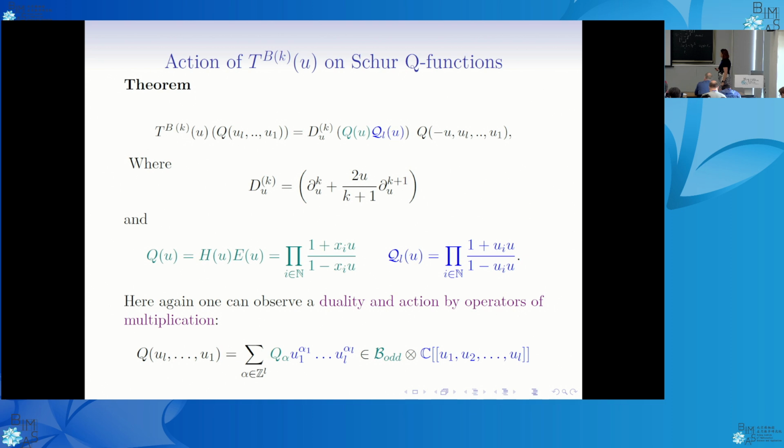And again, there is duality in action, because the green stuff acts on the Schur Q functions, on the coefficients, and the blue stuff acts on the monomials. So we multiply by expansions of rational functions.